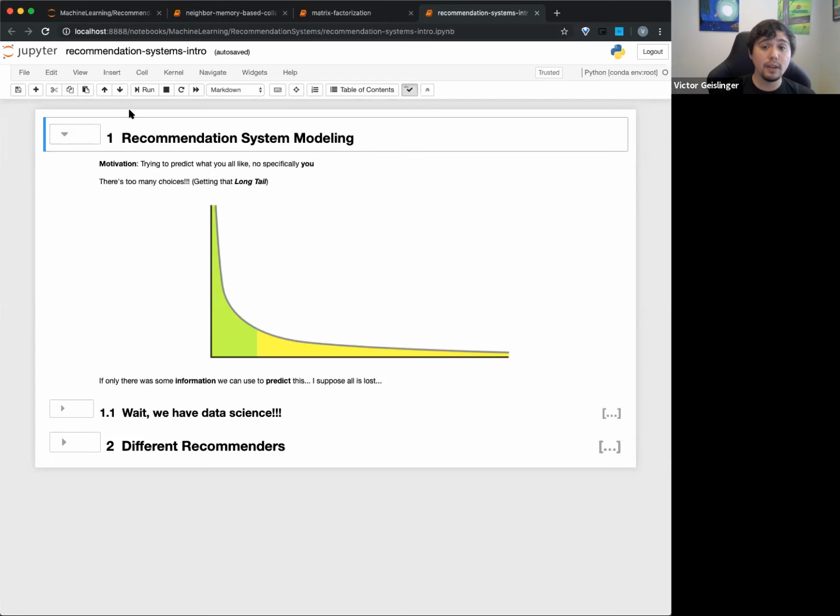So a recommendation system is kind of what Netflix first did. I like to show this long tail. Have you guys ever heard of the long tail, like in distributions? Okay, I see a little nod. Just to review, that's the long tail.